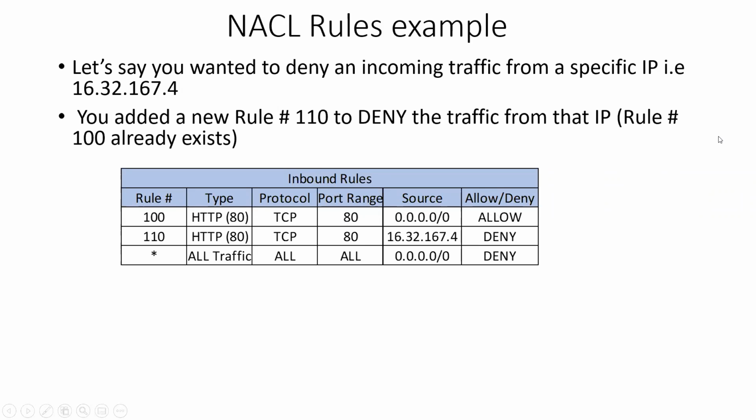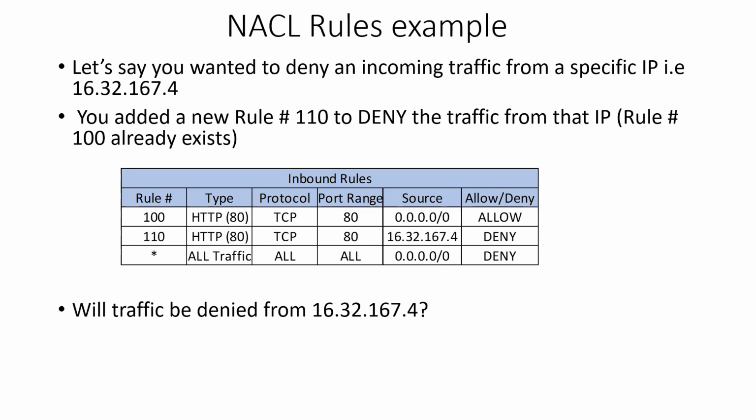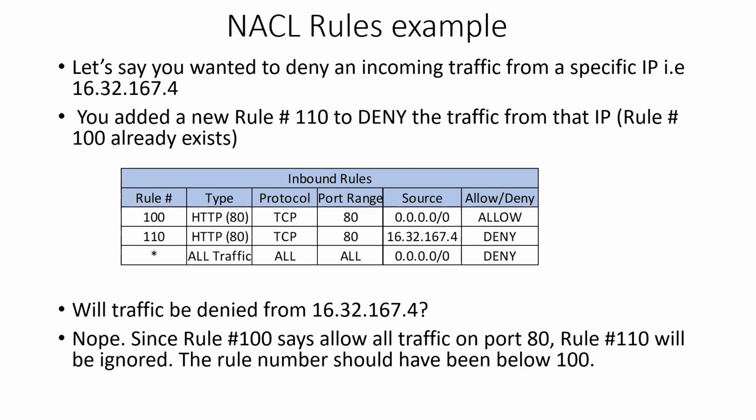No, Venkat. We need the other way around. Exactly, because 100 allows it and it doesn't even go to 110. Will traffic be denied? Nope. Since rule 100 says allow all traffic on port 80, rule 110 will be ignored. The rule number should have been below 100. Yes, you should have 90 or 99. This deny rule must be before rule number 100. So understand this, and you will likely get 1 or 2 points in the exam also. And it's a very important security aspect in real life.